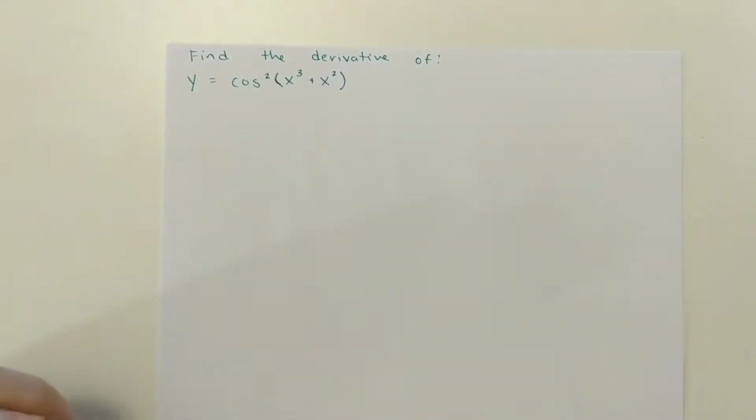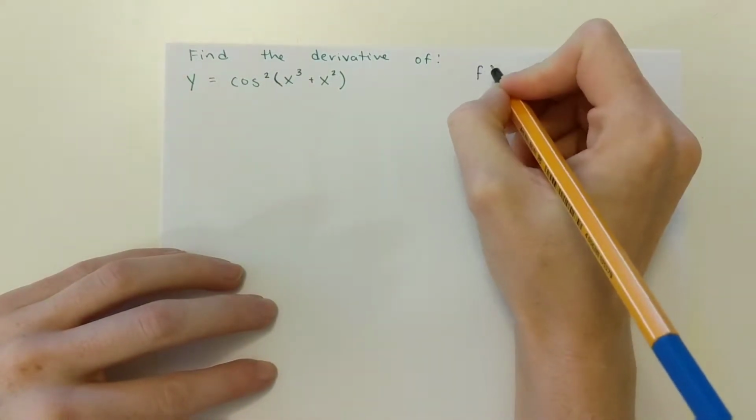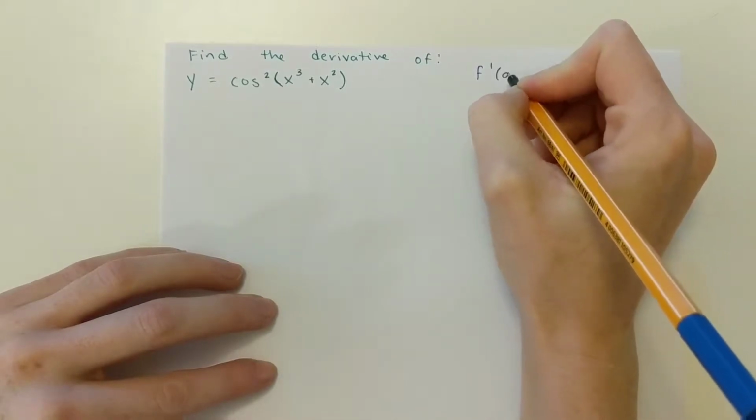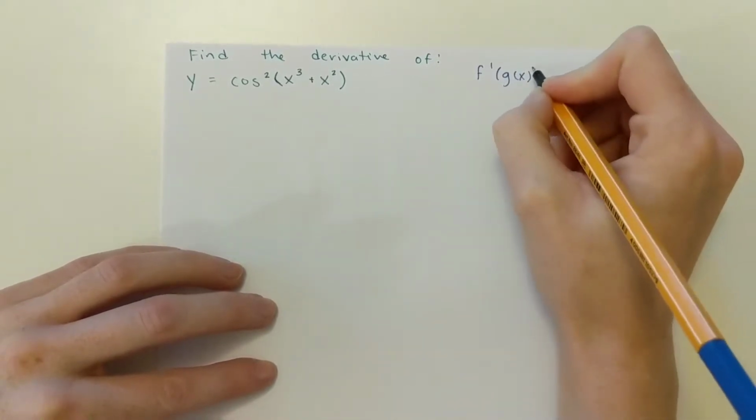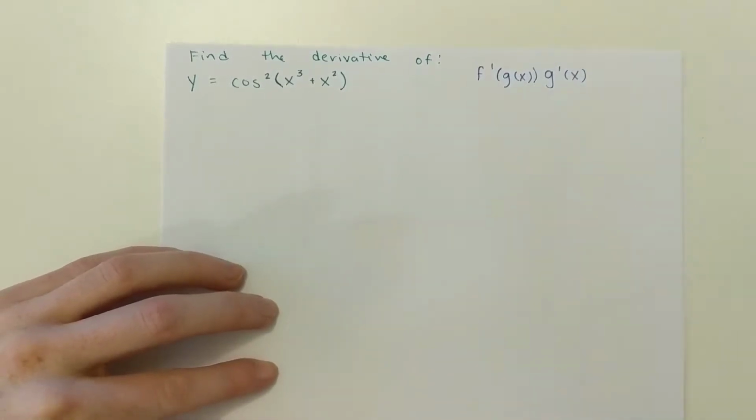Okay, so the problem we have today is find the derivative of y equals cosine squared of x cubed plus x squared. So what we're going to use is the chain rule. The chain rule says that we start by taking the derivative of f and plugging g of x in for it, and then multiplying that all by the derivative of g of x.